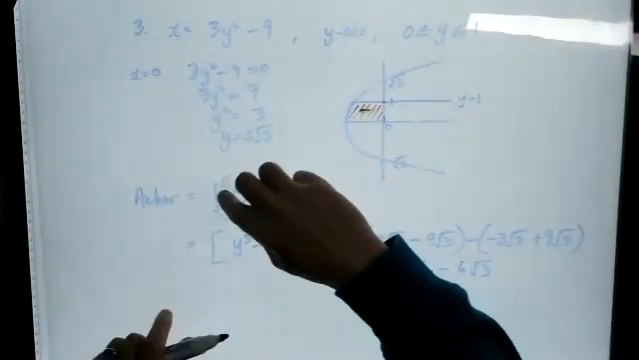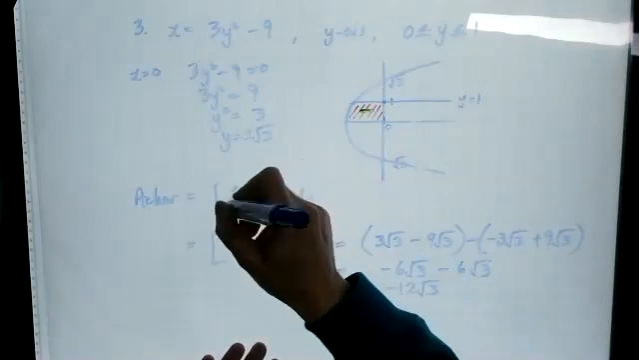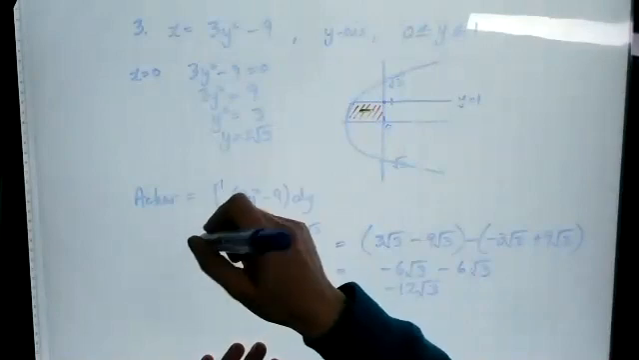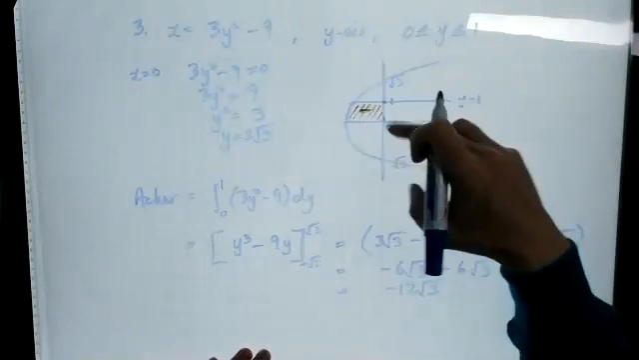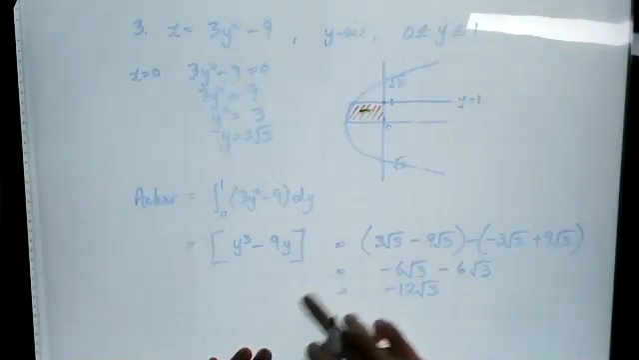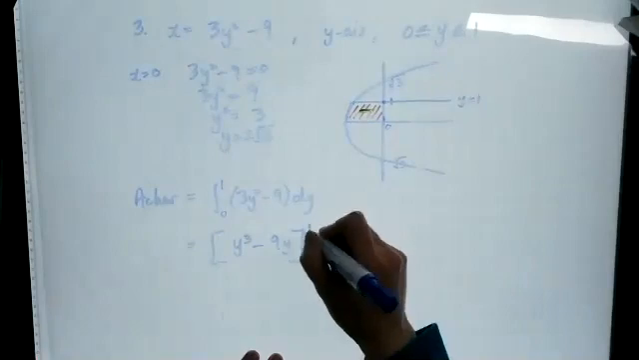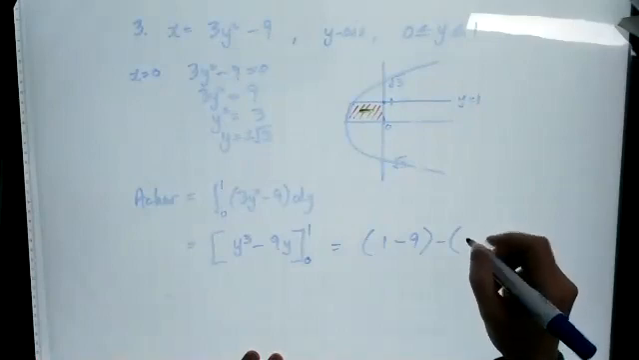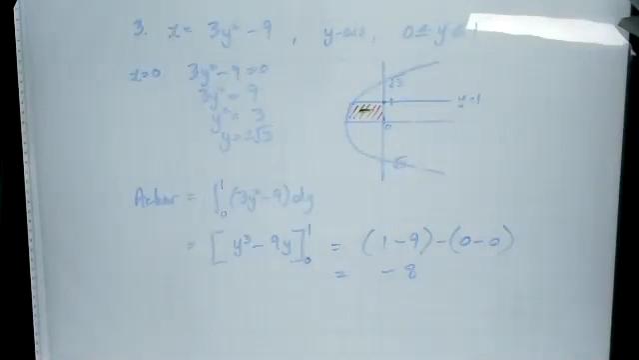Oh, there's a mistake. The lower limit should be 0, not minus. So it is from 0 to square root 3. So it's the integral evaluated, 0 minus 9, minus 0 minus 0, so the area is negative, and then take the absolute value.